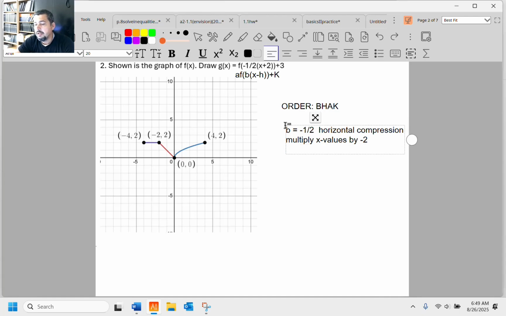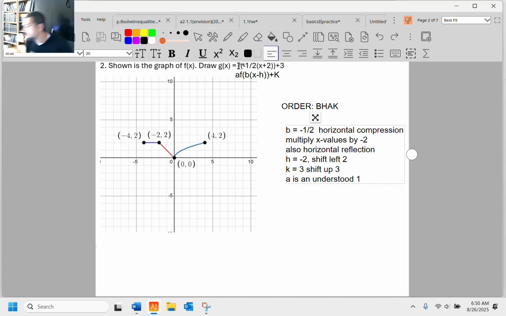Interesting. So it's also a horizontal reflection. Looks like h is negative 2, so that's going to be a shift left 2. k is 3. That's a shift up 3. And you'll notice that there is no a value. a just stays 1. It's understood. a is an understood 1. That's why I didn't talk about it. Nothing changes.